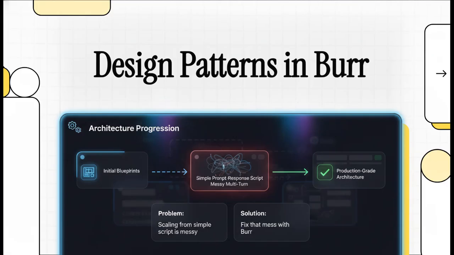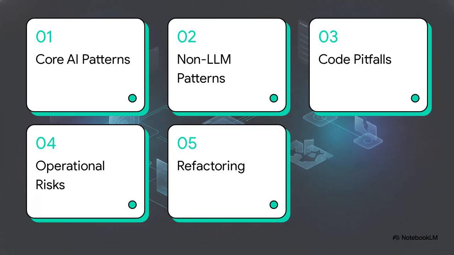Transitioning your Apache Burr skills from initial blueprints directly to a production-grade architecture requires a mindset shift. If you've been working with generative AI, you know the struggle, right? Scaling up from a simple prompt response script to a complex multi-turn agent usually turns into a massive tangled mess. Well, in this explainer, we're going to fix that mess. Here is the roadmap. We are looking at core AI design patterns, non-LLM state machine patterns, code and payload pitfalls, release and operational risks, and finally, refactoring for production.